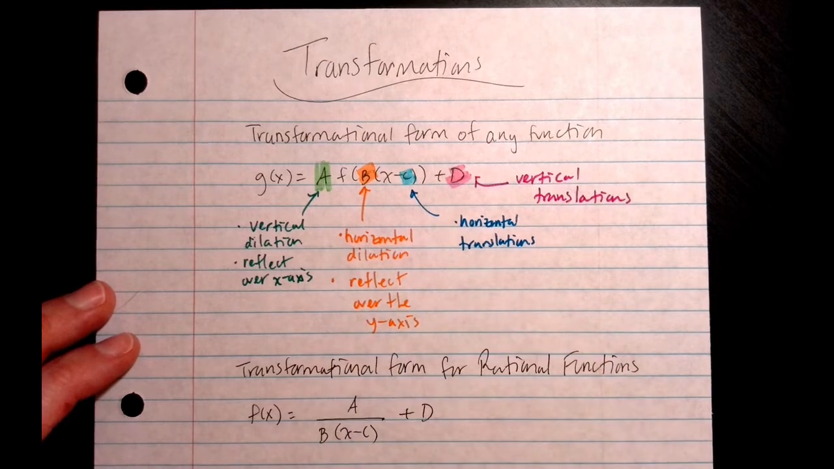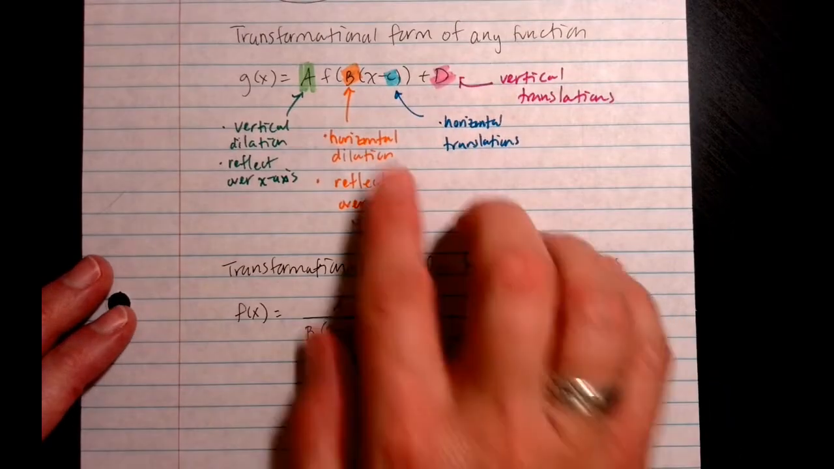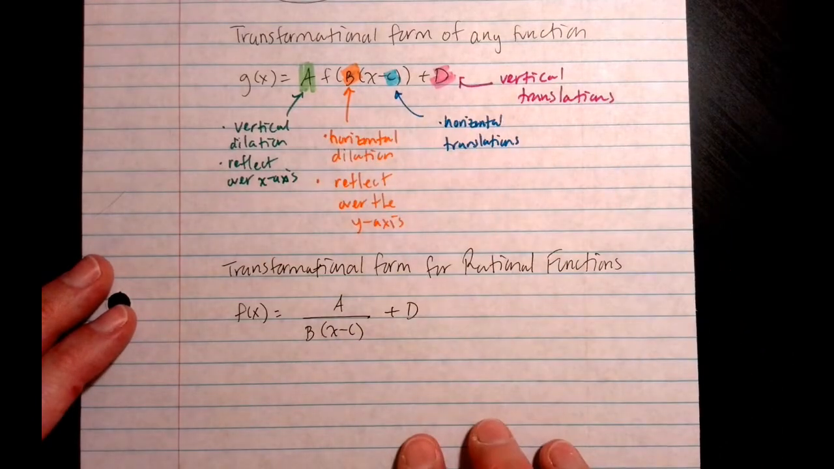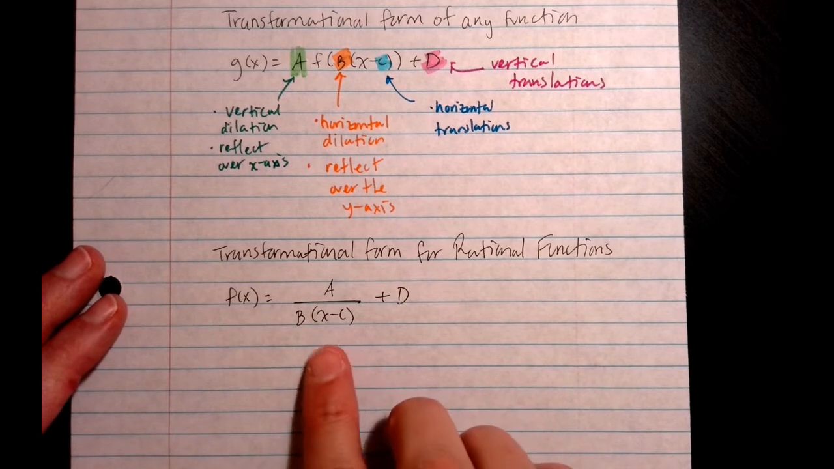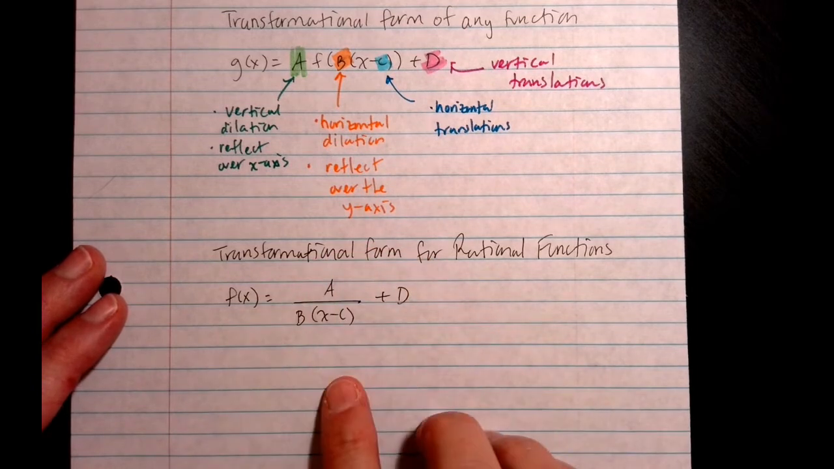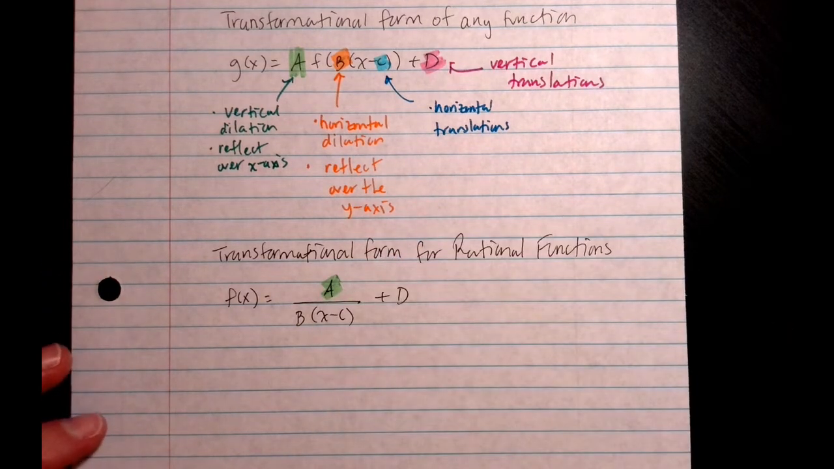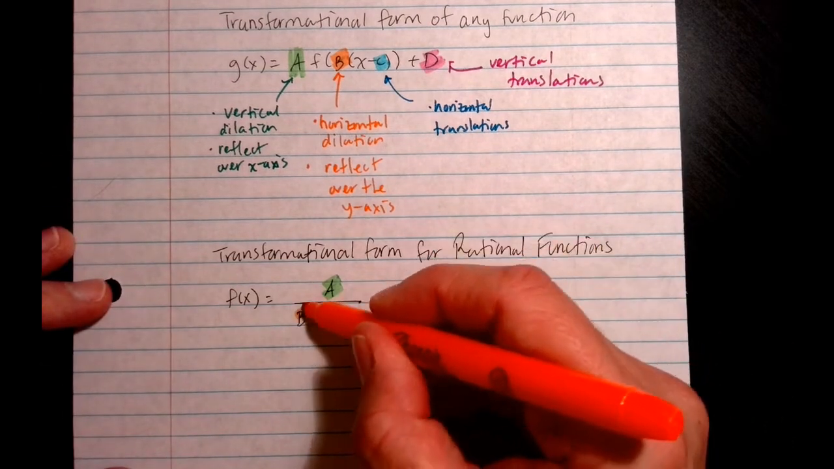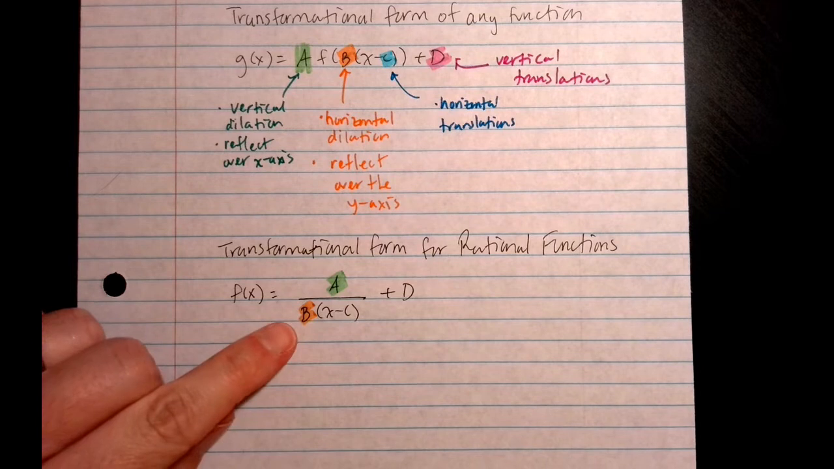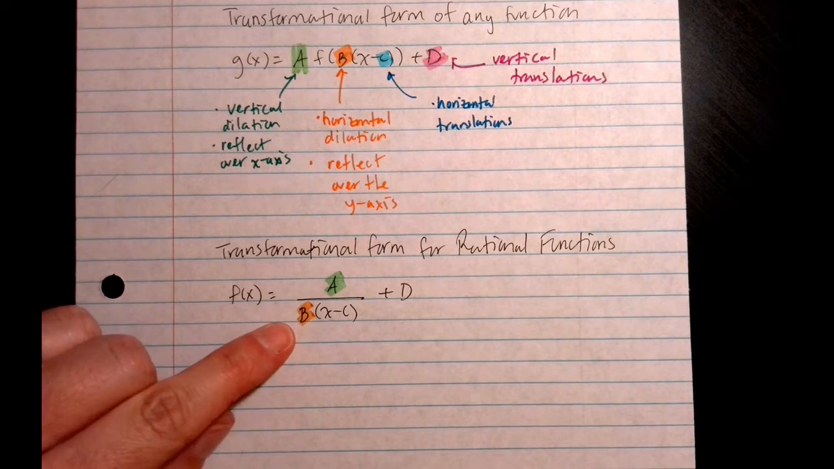Now, we're studying rational functions though, right? So how does this form apply to rational functions? Well, here you go. This is the general structure of transformations for rational functions. Your A value is typically on top, although if it's negative, it could be out front. The B value is usually in the denominator, but it's super important to notice that the B value does need to be factored out to be revealed.